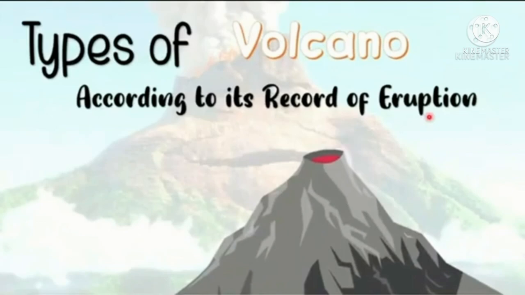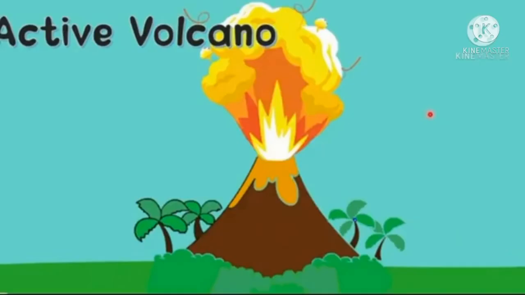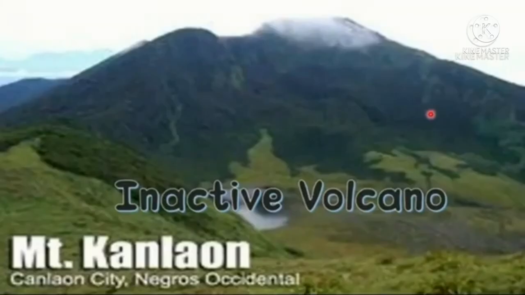Moreover, we can also classify volcanoes according to their record of eruption. Active volcano. A volcano is active if it has a record of eruption. On the other side, a volcano is inactive if it shows no activity and no record of eruption, just like Mount Canlaon located in Canlaon City, Negros Occidental. We are going to discuss more about this in our next video.